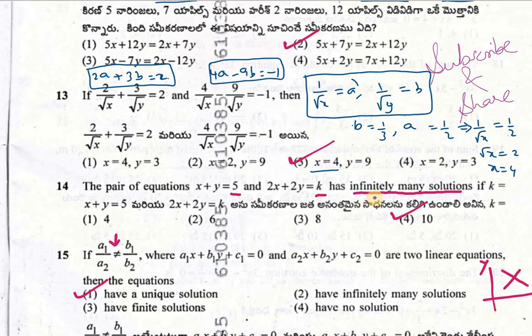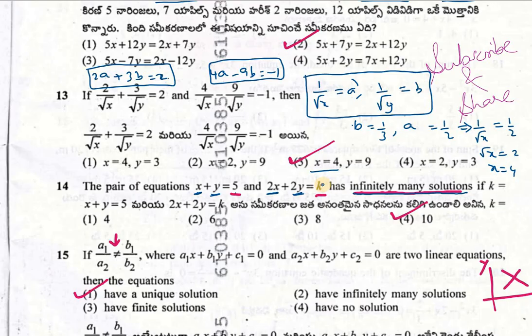Infinitely many solutions means both equations will be the same. That is a very, very important point you have to remember. Infinitely many solutions means both equations are equal. We need to find the value of k. If you see here, x becomes 2x in the second equation. First equation we have y, second equation we have 2y. That is multiplied by 2. First equation 5, so multiplied by 2.